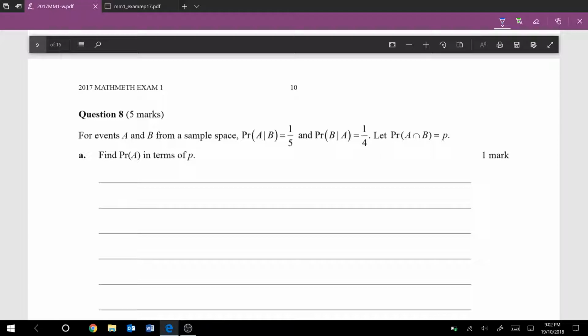So for the events A and B from a sample space, the probability of A given B is a fifth, and the probability of B given A is a quarter. Let the probability of A and B equal P. Find the probability of A in terms of P. So this is fairly straightforward. Try it. Okay, how can we solve this?